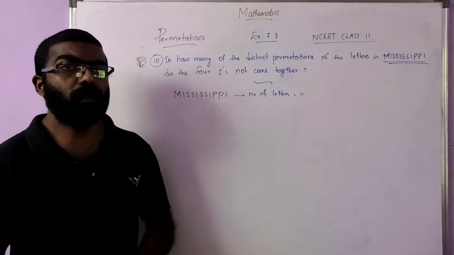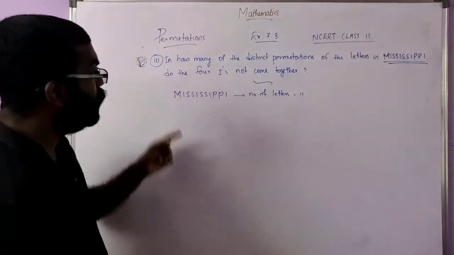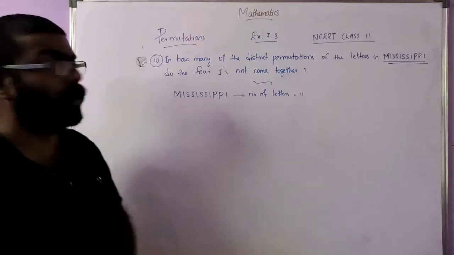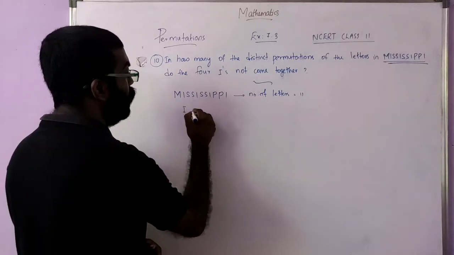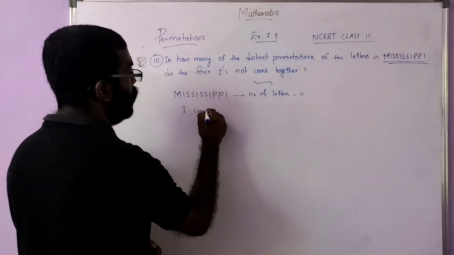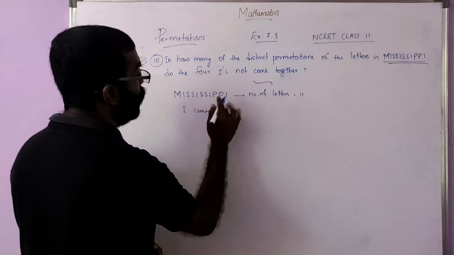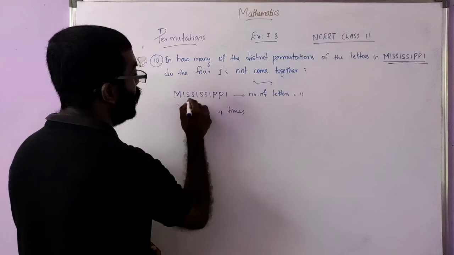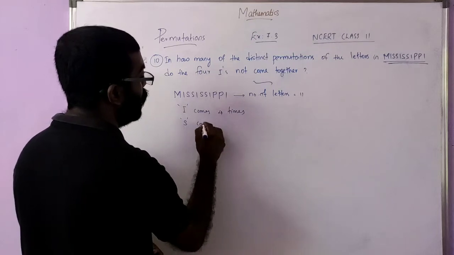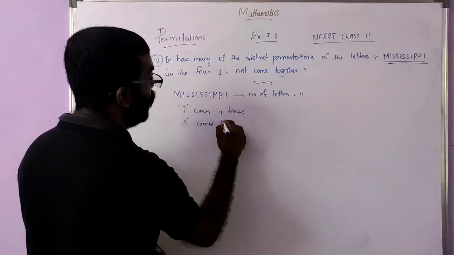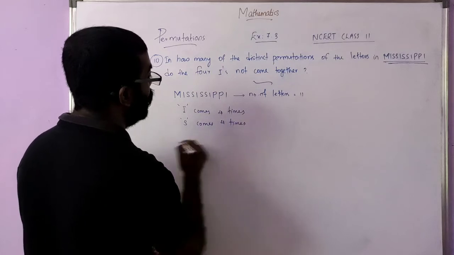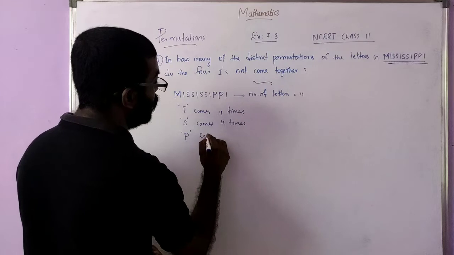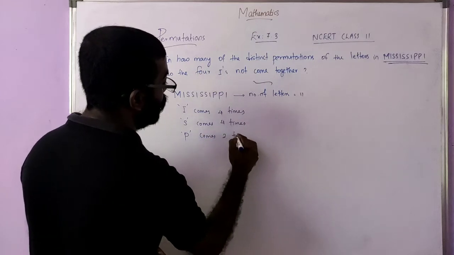Here it is different from the previous questions, because here the letters repeat. Okay, letter I occurs 1, 2, 3, 4 times, and the letter S comes again 4 times, and the letter P comes 2 times.